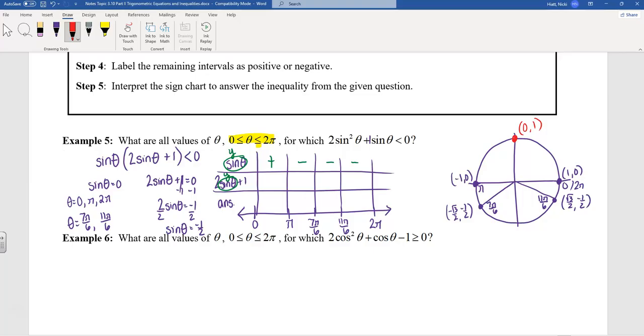So if I test this, right, 2 sine theta plus 1 is 2 times the y coordinate plus 1. So for this point, the y coordinate is 1. It would be 2 times 1 plus 1. That will give me 3. Is that a positive or a negative value? Positive value. We're good there.